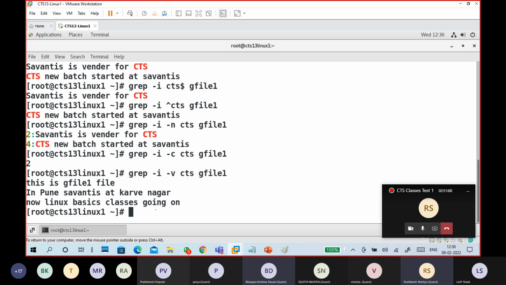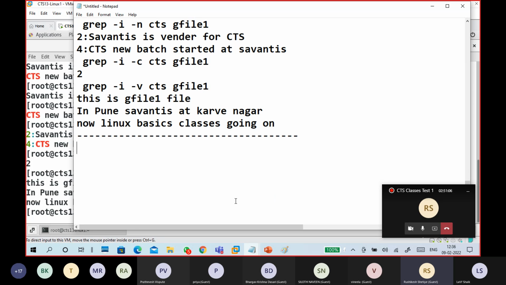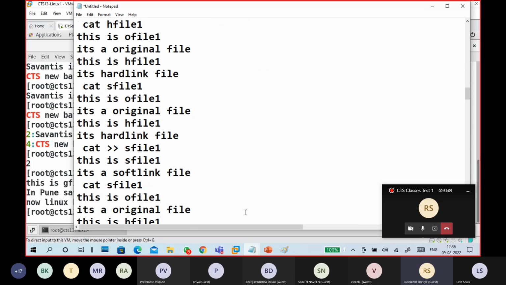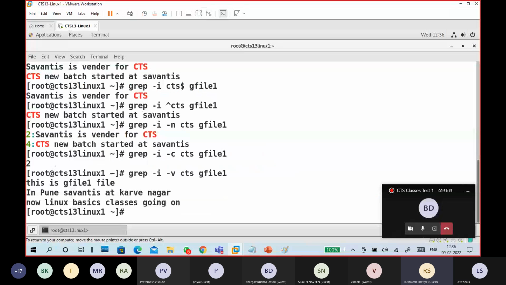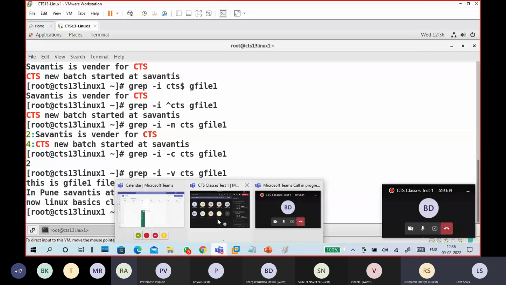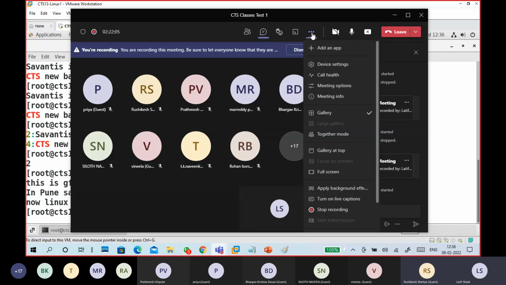So don't worry. This is grep. Guys, do you understand grep or not? Yes, sir. Okay, good. So that's it. Now, if you want to try, you can try.